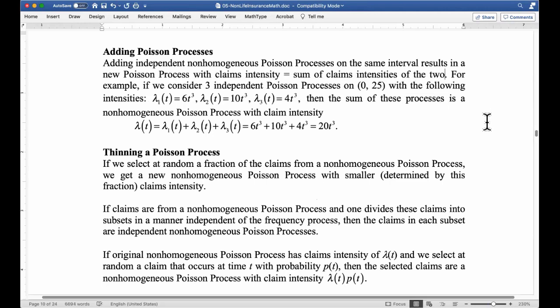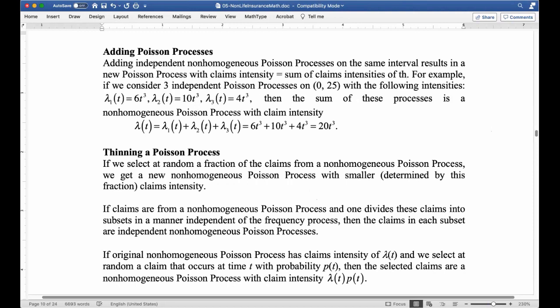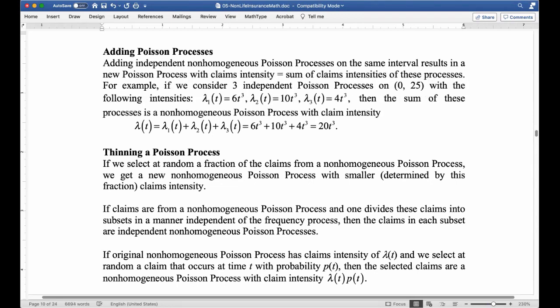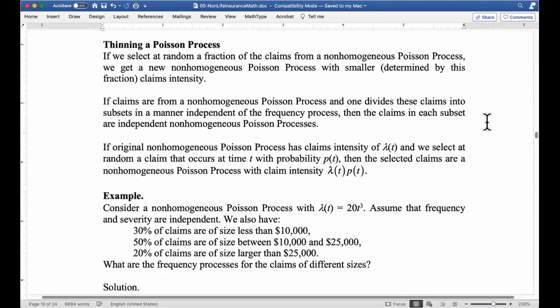For example, we are adding more than 2 of these processes. If we consider 3 independent Poisson processes on 0 to 25 with the following intensities: lambda 1 of t is 6t cubed, lambda 2 of t is 10t cubed, lambda 3 of t is 4t cubed, then the sum of these processes is a non-homogeneous Poisson process with claim intensity equal to 20t cubed.